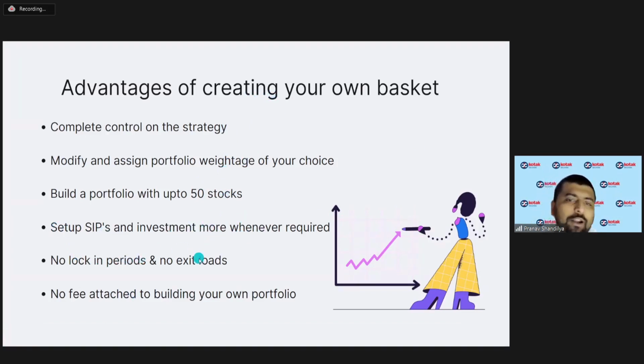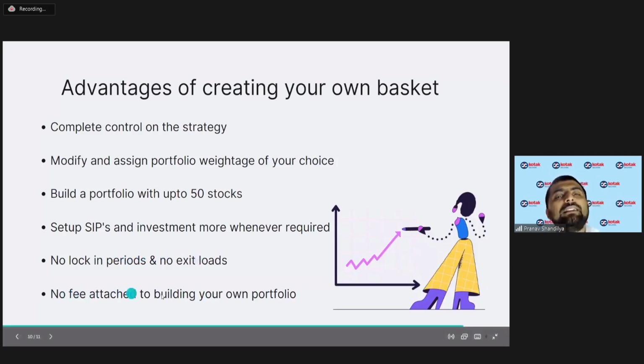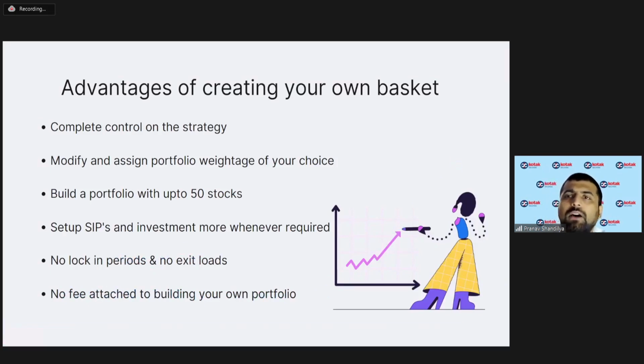Then, as usual, there are no lock-in periods and no exit loads because you have yourself created the smallcase, and there is no fee attached to building your own portfolio. So at the time of investing, there will be a 100 rupees plus GST charge, which is 18 rupees. So it doesn't matter whether you start your investment with 5,000, 50,000, 1 lakh or 10 lakhs or whatever the amount is. There will only be a one-time charge of 100 plus GST. Apart from this, no charges will be levied whatsoever.